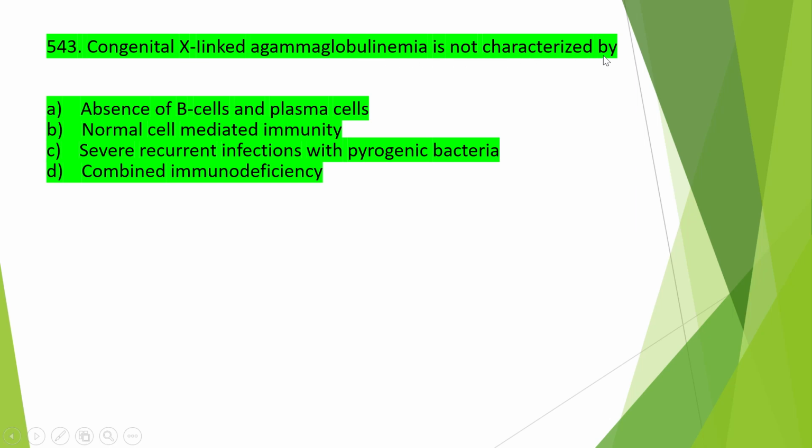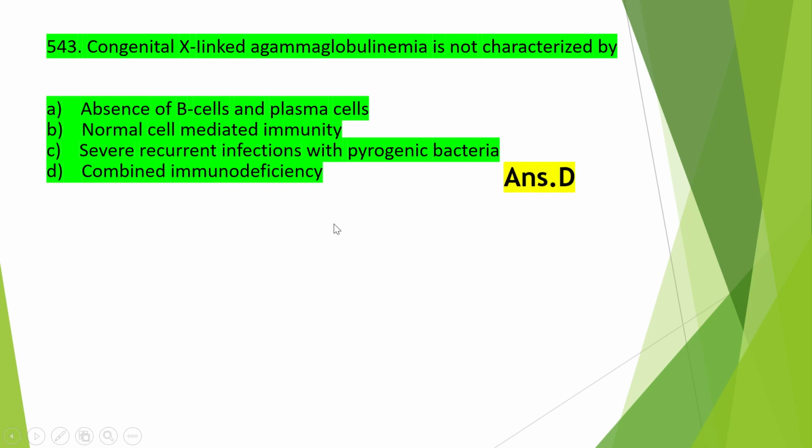So the next one is congenital X-linked agammaglobulinemia is not characterized by absence of B cell and plasma cells, normal cell mediated immunity, severe recurrent infection with pyogenic bacteria, or combined immunodeficiency. And the right one is option D, that is combined immunodeficiency.